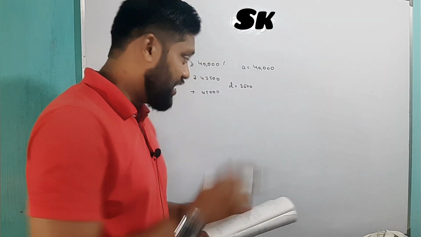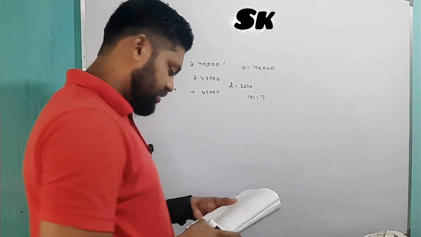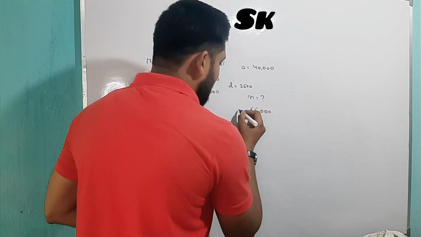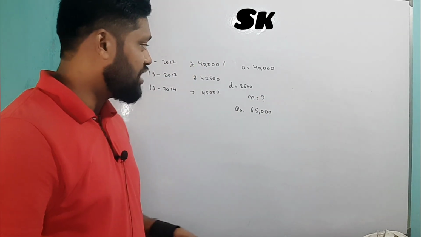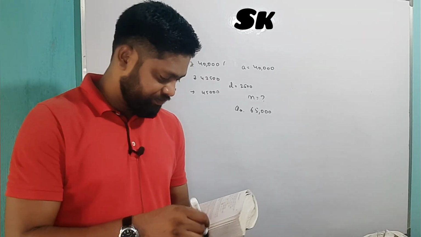What are they saying? In which year? Means n you have to find out. In which year will she get 65,000? They are saying when her salary will be 65,000. So the last value is an. So you find n. a is given, d is given, an is there, and n you have to find out. Easily you get your answer. Okay.